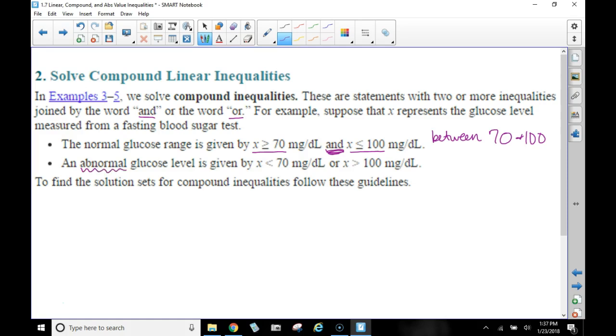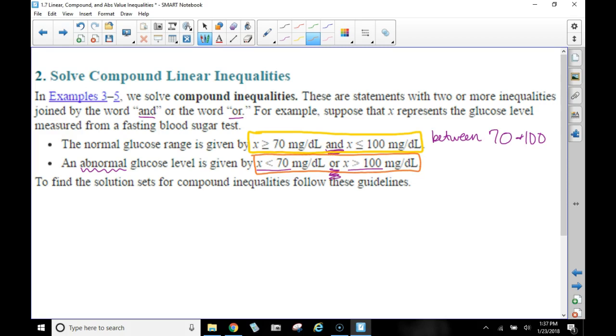An abnormal glucose range is either below a 70 or above 100. So if you're outside the range on either the high end or the low end, that's an abnormal glucose level. So these statements are compound inequalities. There's one. Here's another compound inequality with an or.